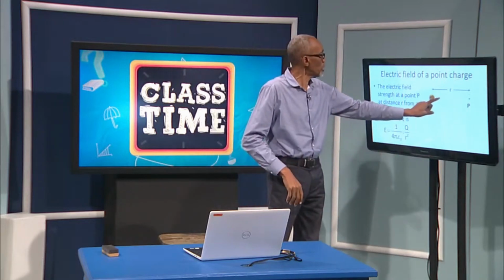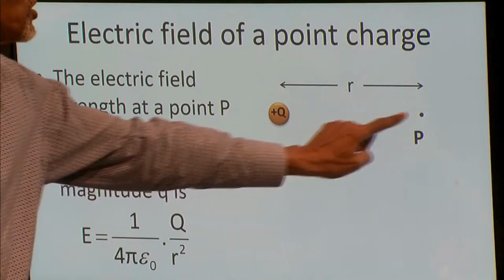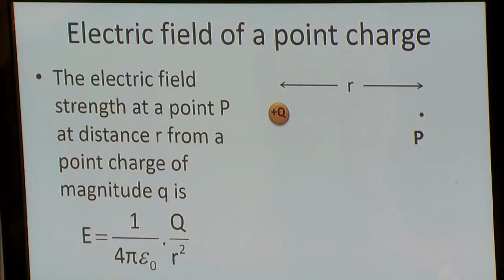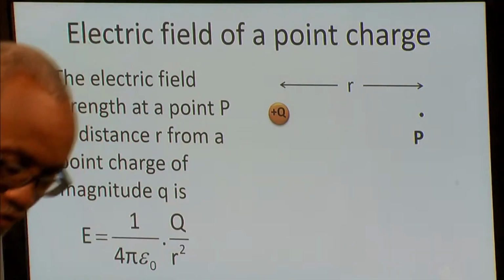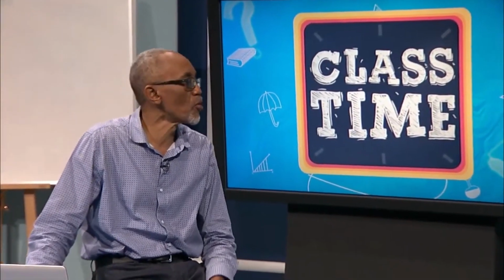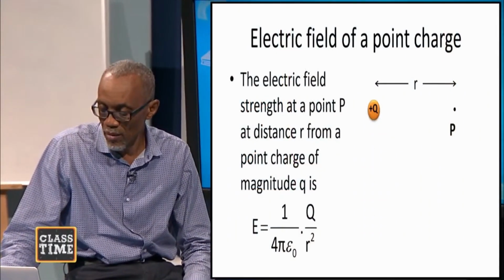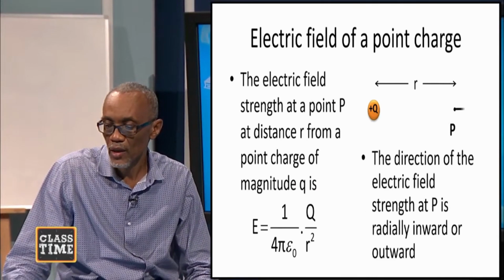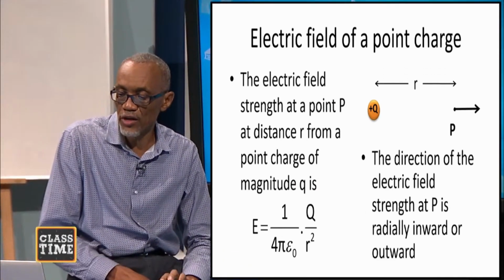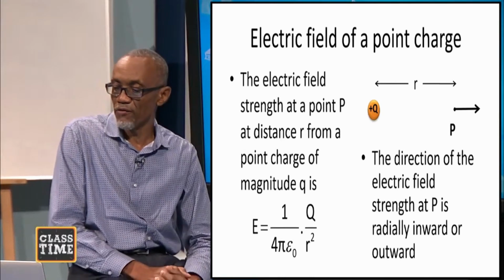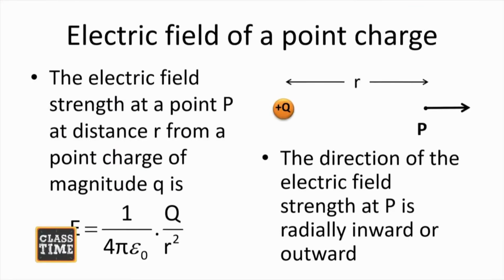And we can determine the direction of the electric field by just putting a positive test charge in the field, and we see which direction it will move, which will give you the direction of the electric field. So this E equals 1 over 4 pi epsilon 0 Q over R squared is the magnitude of the electric field. All right, so the direction of the electric field strength at P is radially inward or outward. So if this were a negative charge, it would be radially inward. Since this is a positive charge, it's radially outward. Okay.